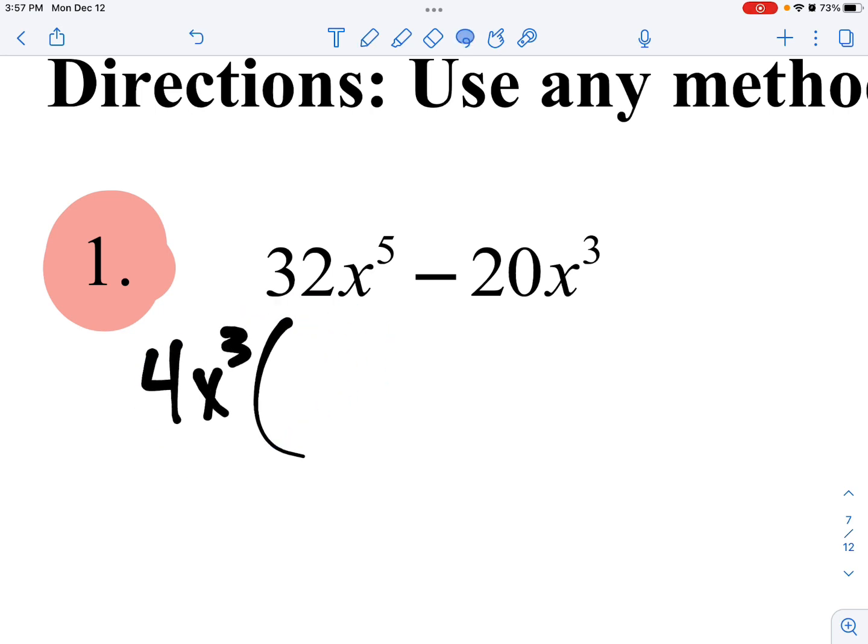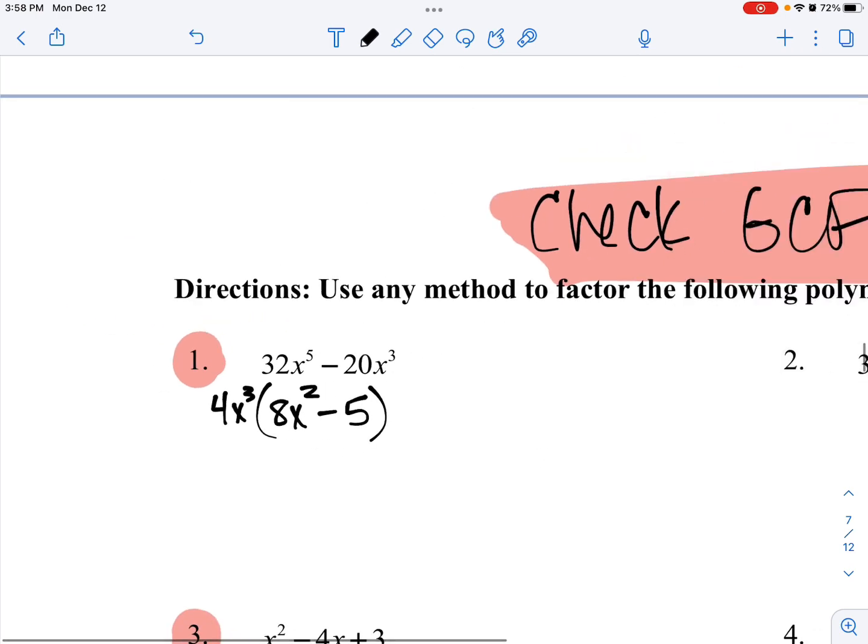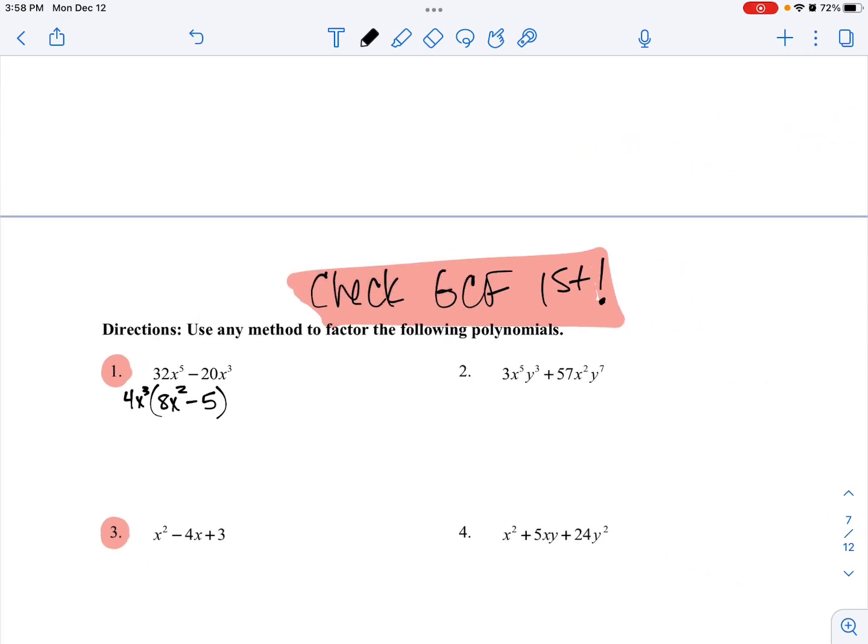Move this over a little bit. Now let's figure out what's left over. 32 divided by 4 is 8. You started with 5 x's. You got rid of 3 of them, which means there are 2 left. Keep the minus sign in the middle. 20 divided by 4 is 5. And there were 3 x's, and you got rid of all 3 of them, so there are no x's left. That is actually how you fully factor number 1.